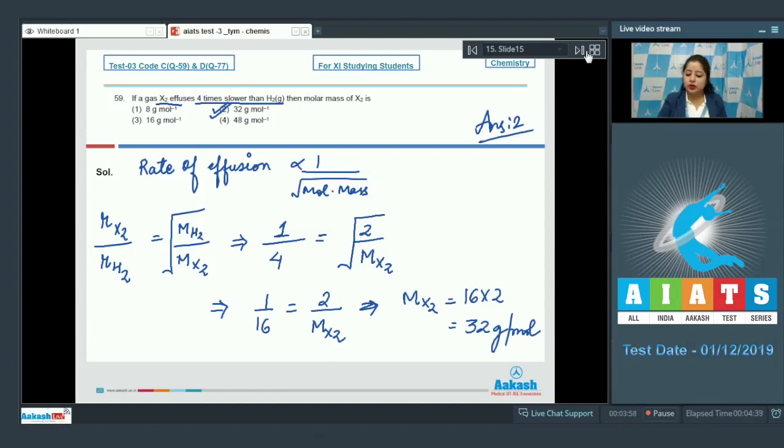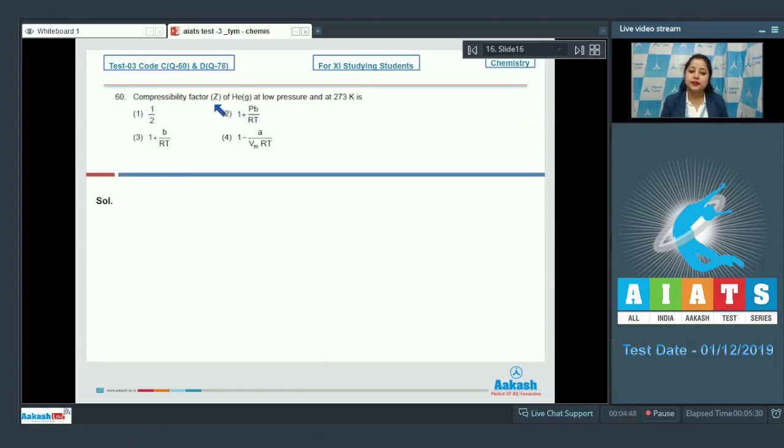Moving to the next question, which is 60. The compressibility factor Z of helium gas at low pressure and at 273 Kelvin is. The options are 1 upon 2, 1 plus Pb upon RT, 1 plus B upon RT, or 1 minus A upon Vm RT. So students, for 1 mole, the van der Waals equation is P plus A upon V square, times V minus B, is equal to RT.